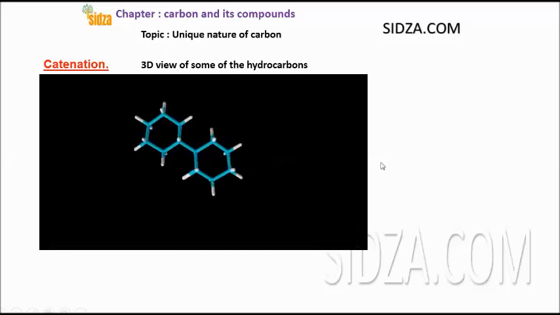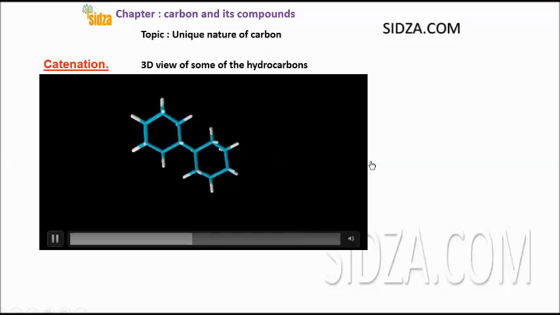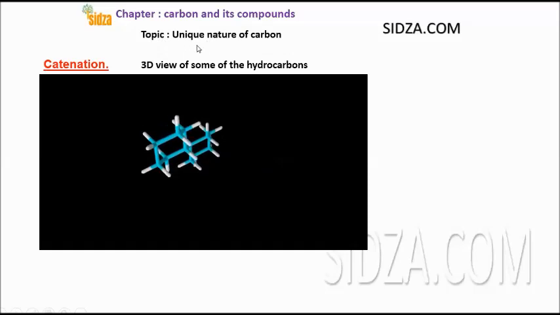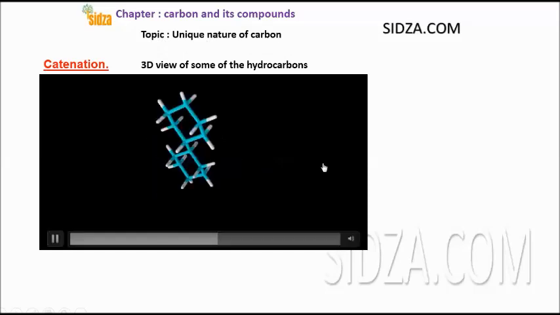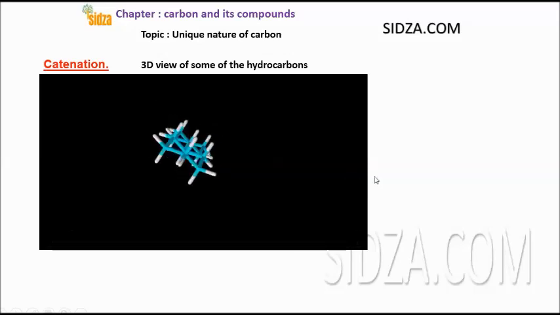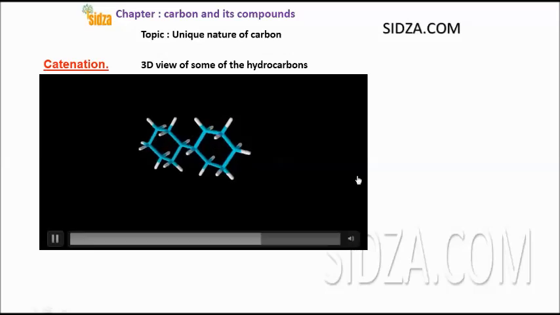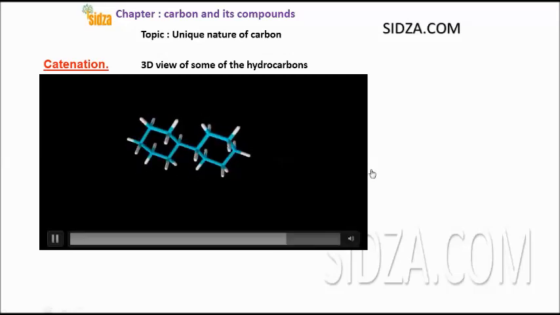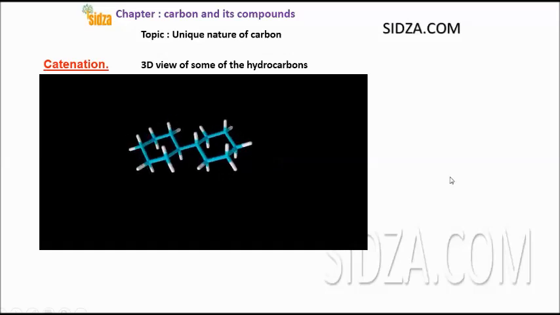And that's how the carbon is unique, right? That's why the heading you see here, the unique nature of carbon. No other element in the periodic table can have such a variety, can have such a great number of molecules, right? So we have millions and billions of carbon molecules. It's just because of this catenation property, right? Just have a look at this, the 3D view.